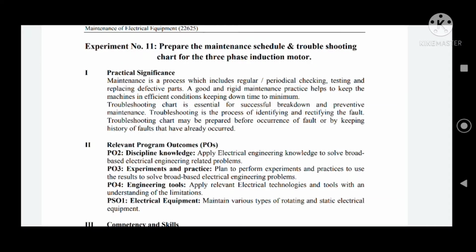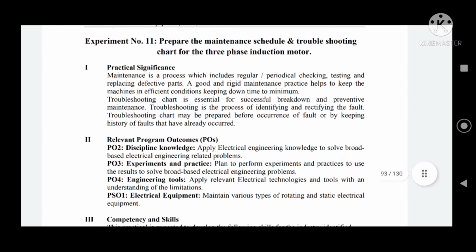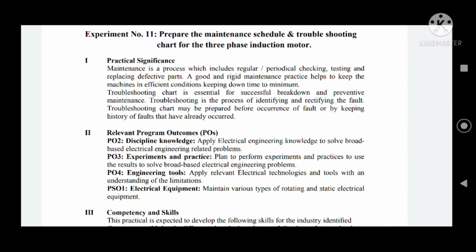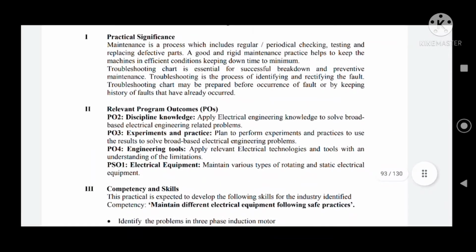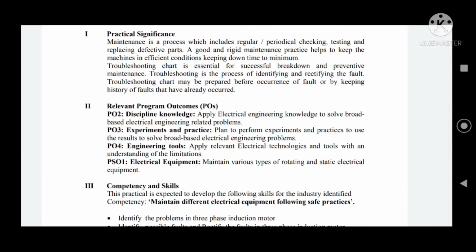In this video you will learn about practical number 11, which is prepare the maintenance schedule and troubleshooting chart for the 3-phase induction motor. So first is practical significance. Maintenance is a process which includes regular or periodical checking, testing and replacing defective parts. A good and rigid maintenance practice helps to keep the machines in efficient conditions, keeping downtime to minimum.